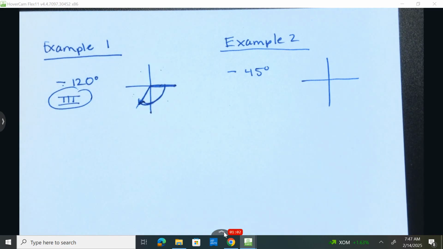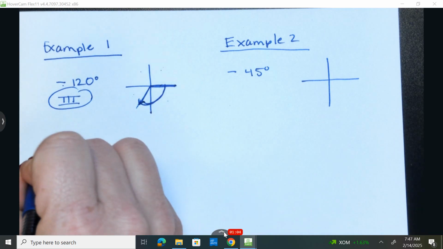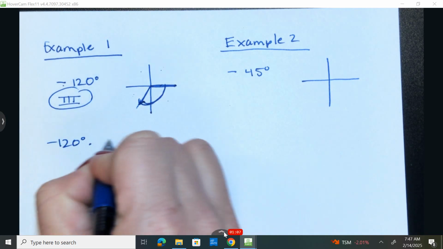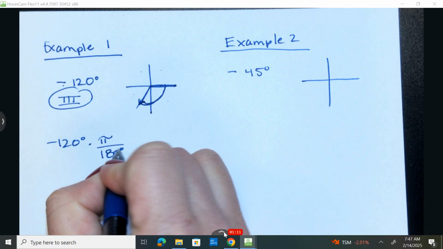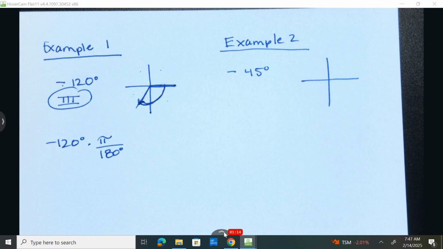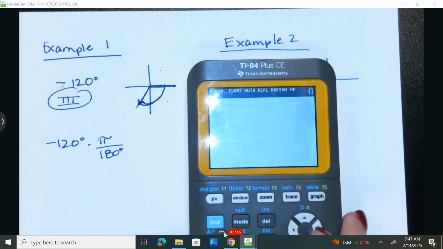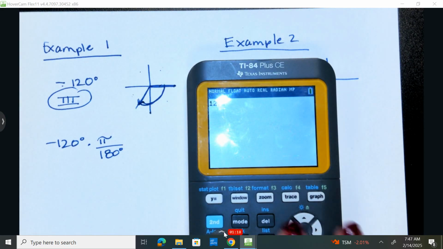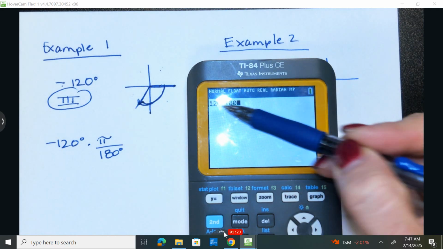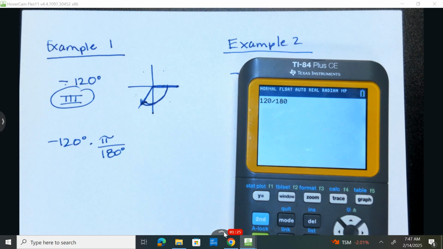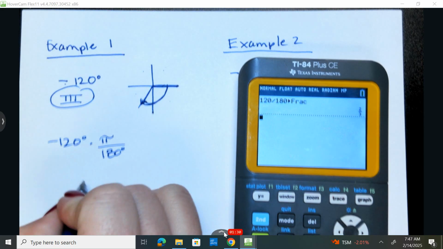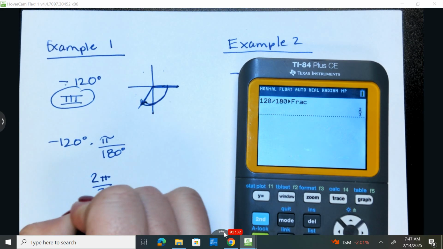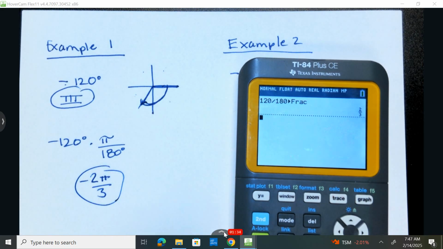Now, how can we convert from degrees to radian measurements? I'm going to take the given degrees, and multiply it by pi over 180. So grabbing my calculator or going into Desmos, I'm going to type in 120 divided by 180. For those that catch on, remember we're able just to cross out the zeros in the back. That's a quicker way of doing this. But we can hit math fraction, enter, enter. So this is going to reduce to 2 pi over 3. And don't forget about the negative sign.